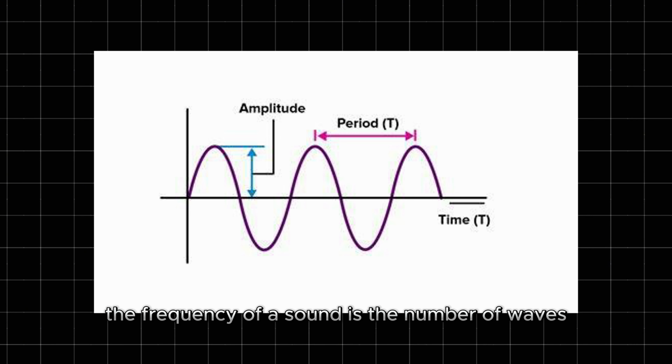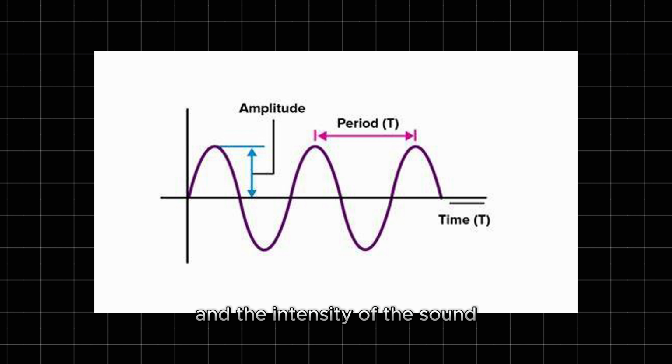Sound has many properties, but at this moment it is enough for us to know the meaning of frequency and intensity of sound. The frequency of a sound is the number of waves, or periods, produced in 1 second, and the intensity of the sound indicates how loud the sound is.